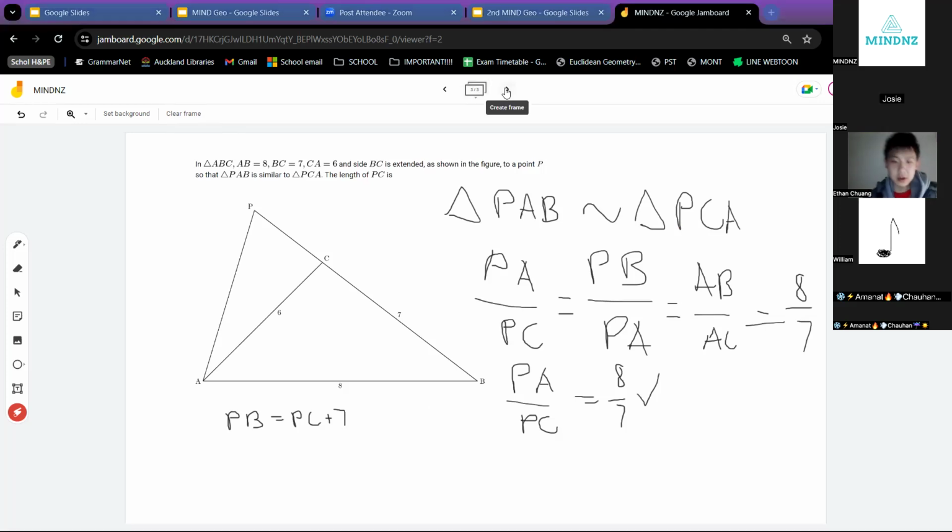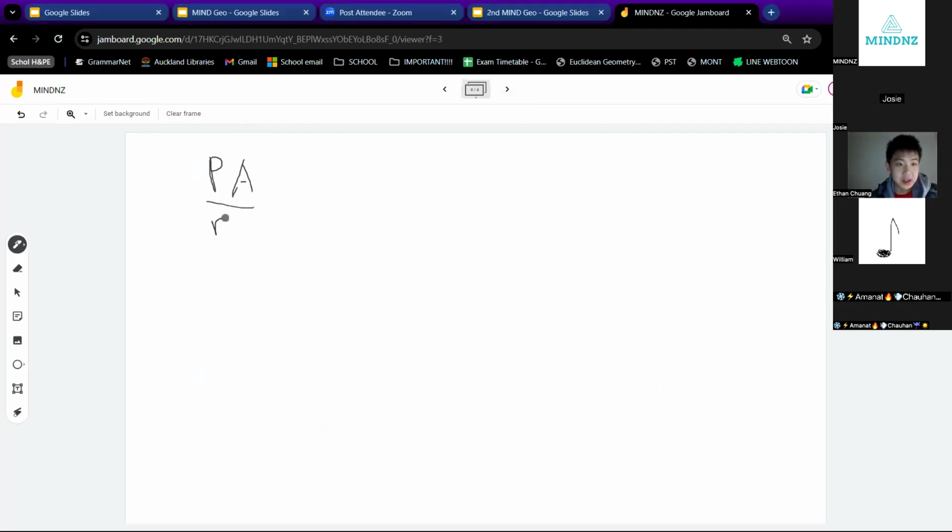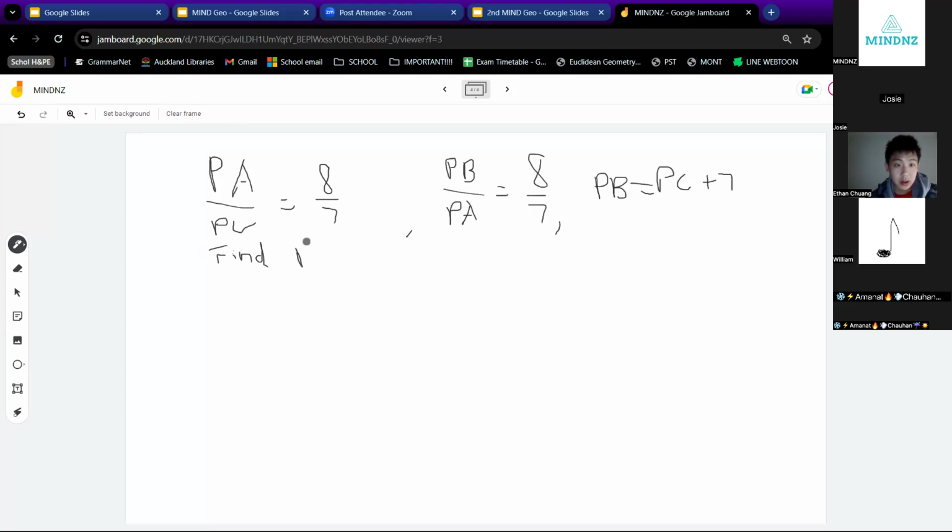Maybe I'll put everything on a new slide just to make everything clearer. So we have PA over PC equals 8 over 7. And then we have PB over PA equals 8 over 7. We have PB equals PC plus 7. This is the information we've gathered from the diagram. So it kind of becomes an algebra question now. We want to find PC.